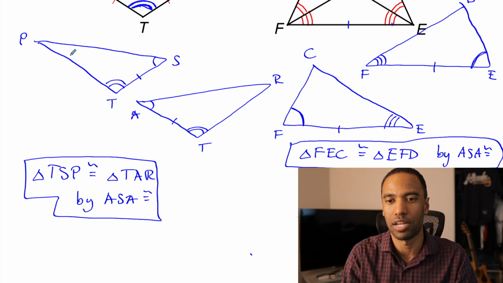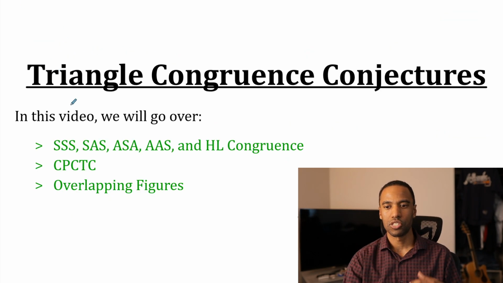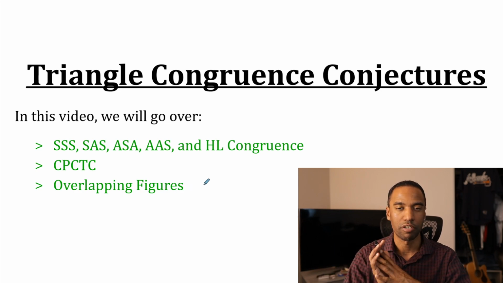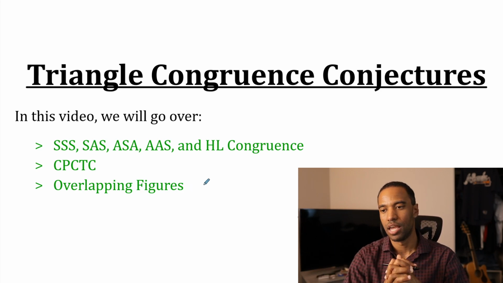So this is a little nutshell without actually making 2-column proofs. This is us looking at these congruence conjectures here, a little bit of HL, had some CPCTC along the way, overlapping figures just to get a little different with it, show you some other reflexive property things. And that's all I got.